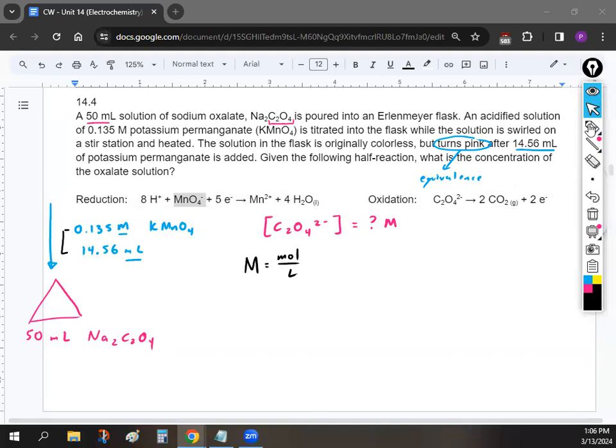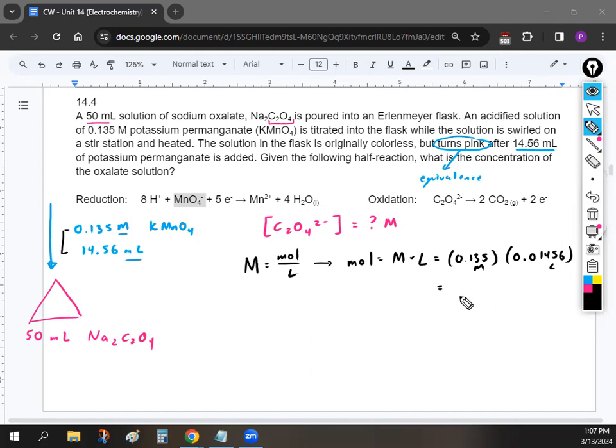Okay, so first thing you want to do is use the molarity formula to find how many moles of KMnO4 you added. So pretty easy. Moles is going to be equal to molarity times liters. If you take a look at it, the molarity is 0.135. And then you're going to multiply that by the liters, which is going to be 0.01456.